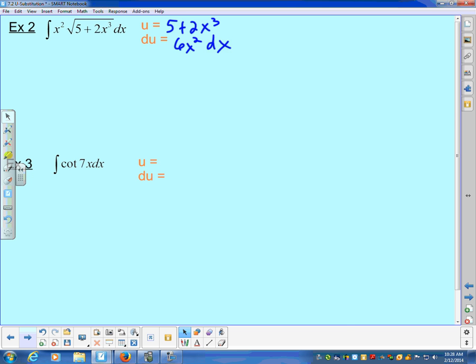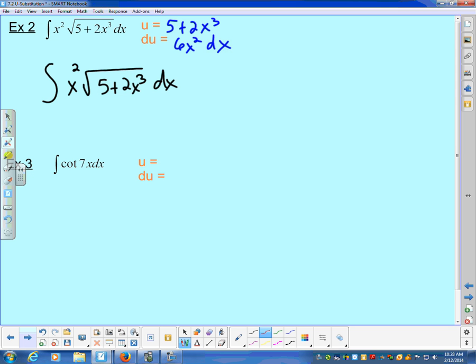I like to rewrite it first. So I'm going to rewrite this integral. Under the square root sign, I'm going to put 5 plus 2x cubed. I still have my dx in there. I need to put in a 6 in front of my x squared, and also a 1/6 out front. So I think I have all of the components here. There's my 6x squared dx. 5 plus 2x cubed will get replaced by u, and then I have my 1/6 out in front that I have to use to balance out the 6 that I stuck in there.